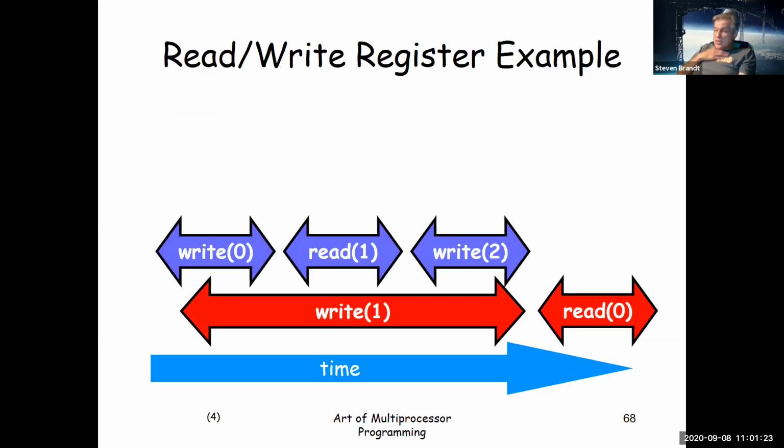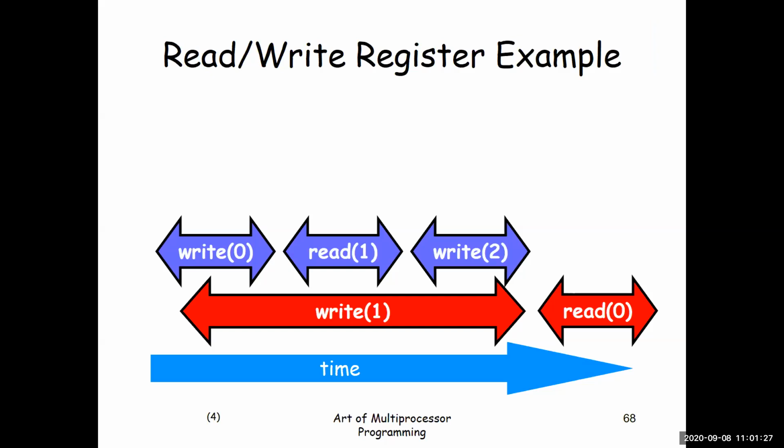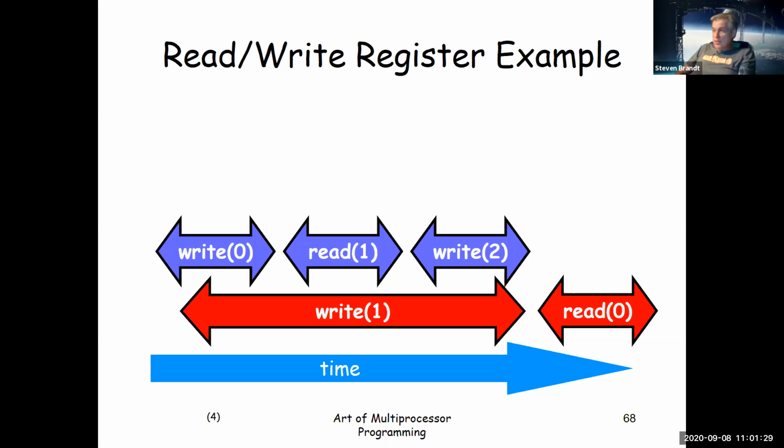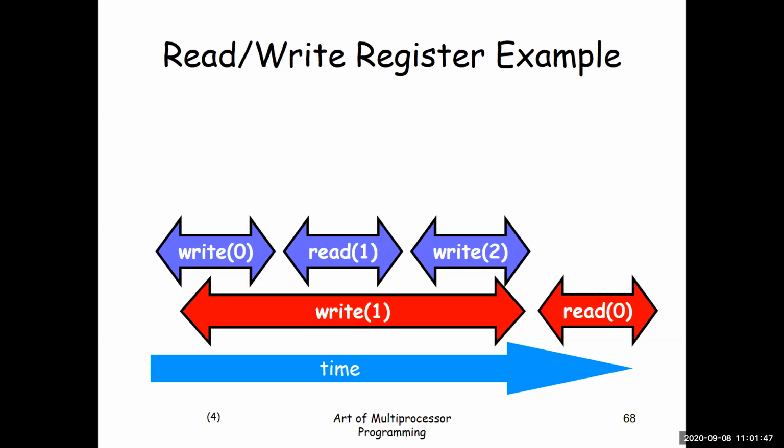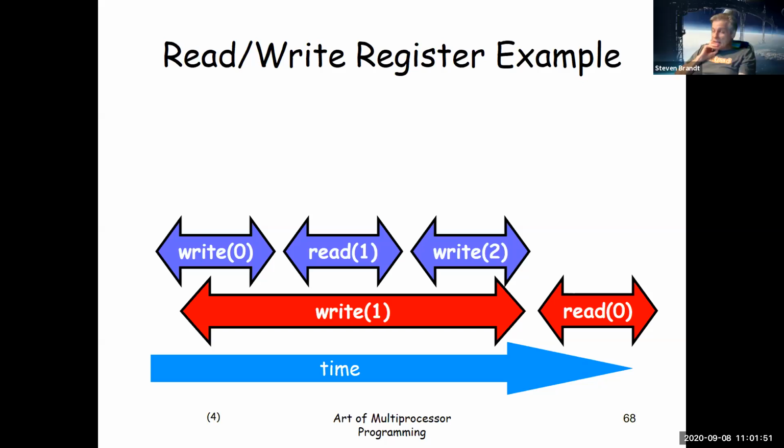So here's another example. Read-write registers, okay? So we've got a bunch of different activities going on here. Is this linearizable? You can't read and write at the same time, right? Well, but again, what we're going to do is draw lines inside these arrows and pick that as a linearization point. Okay.